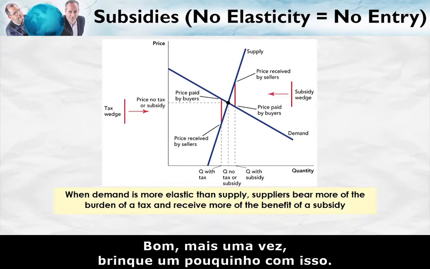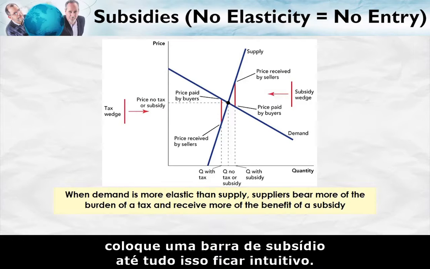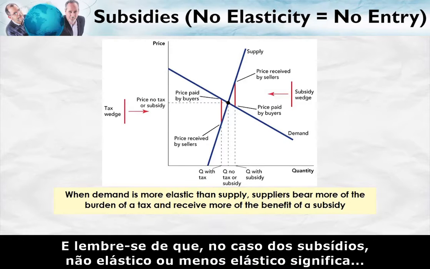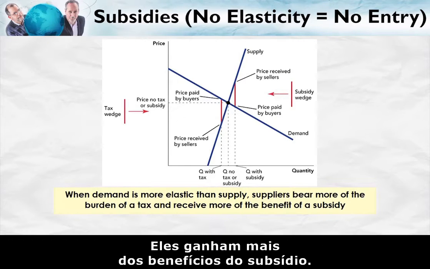Okay, once again, play around with this. Draw some demand and supply curves. Put in a tax wedge. Put in a subsidy wedge until this all becomes intuitive. And remember that in the case of subsidies, no elasticity or less elasticity means less entry. Less entry means more gains to the subsidy. They get more of the benefits of the subsidy.